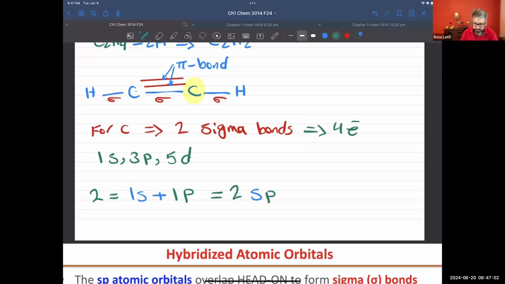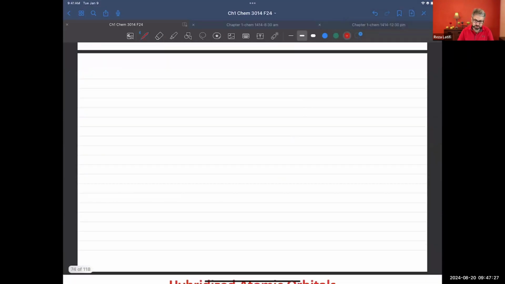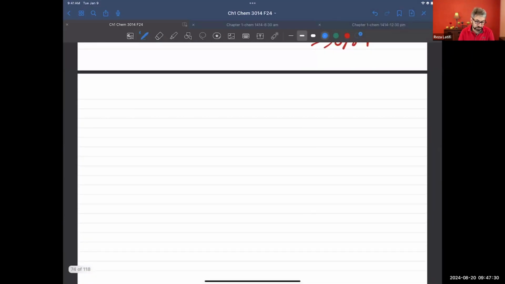What's the contribution of S? 1. How about P? Again, 1. So this one is 50% S character and 50% P character. Okay, next. Let's show the hybridization for each carbon.